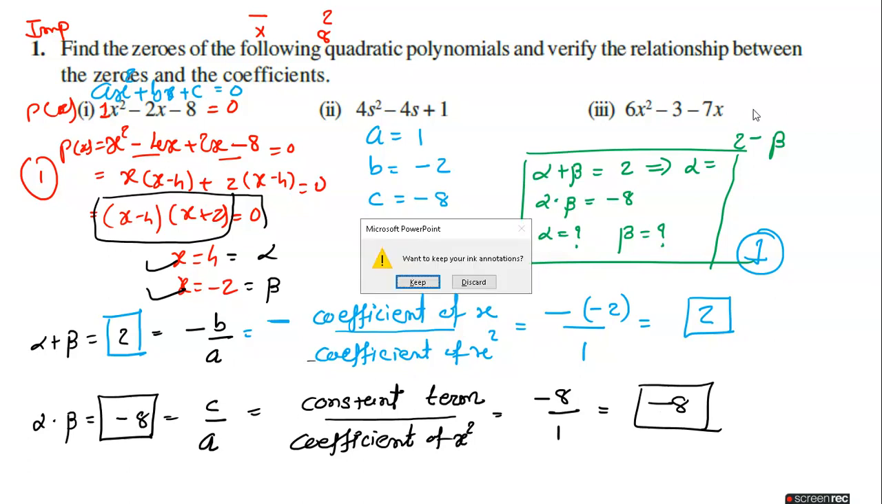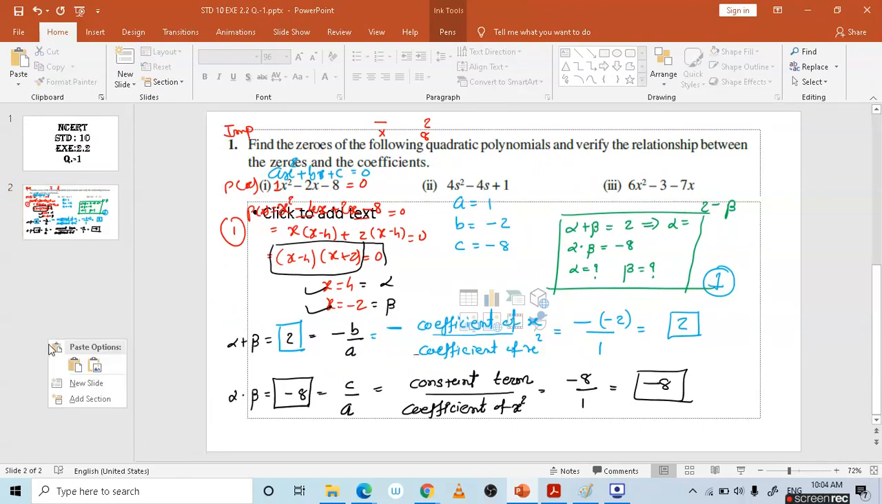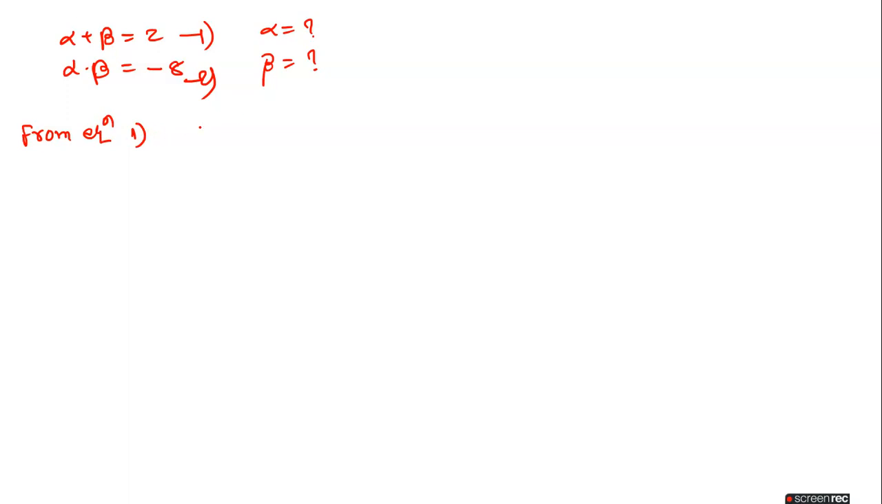Let me put this thing in a new slide. Alpha plus beta is equal to 2. Alpha into beta is equal to minus 8. Then alpha is equal to how much? Beta is equal to how much? Let it be called equation number 1. Let it be called second. From equation first, we can write alpha is equal to 2 minus beta.